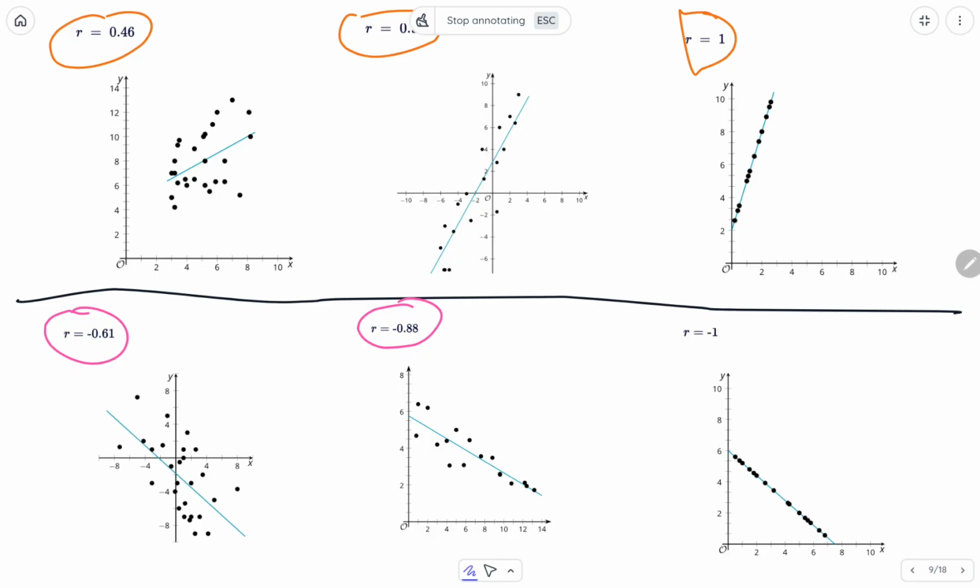But -1, again, the strongest correlation, the strongest association, the best line of best fit, okay? All of the points are on your line. There is no question about it, right? There is definitely an association between the variables X and Y. There is definitely an association, a correlation, a relationship between X and Y, okay?